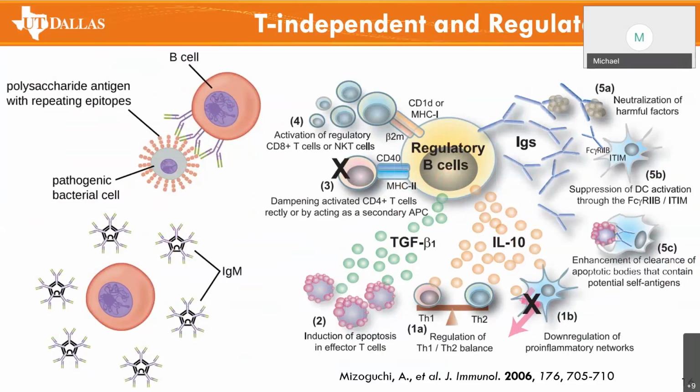So regulatory B cells will remain in the lymph node and spleen, basically regulating that area, and they will help activate regulatory T cells to regulate areas where the infection is occurring. And so that's what those two different regulatory cells do.